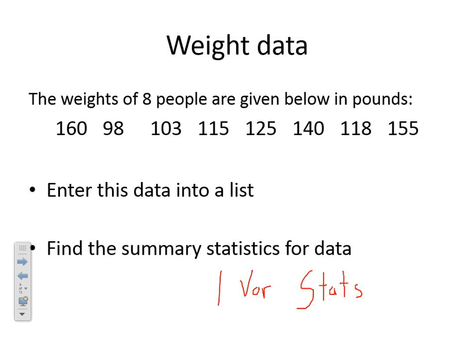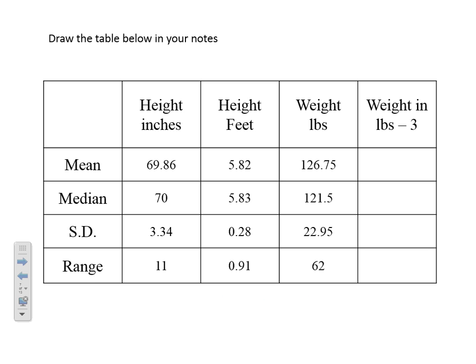By hand you would have to order everything, count to the middle for the median, add them all up and divide by 8 for the average. The standard deviation process, which we saw a few days ago, was very time consuming, but the calculator does it for us very quickly. If we do that, we should end up with these values right here: an average weight of 126.75, a median weight of 121.5.